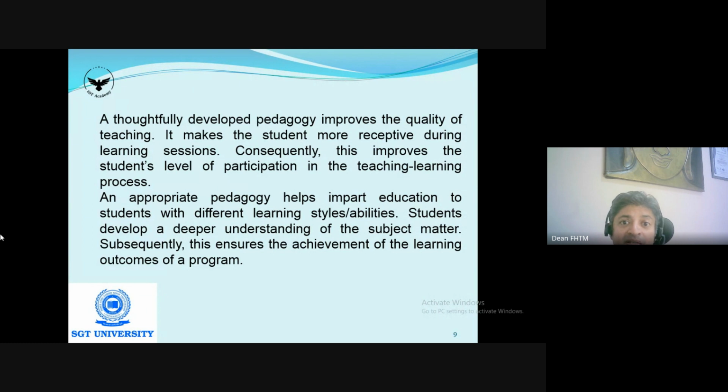Students develop a deeper understanding of the subject, and this ensures that as a teacher you are able to achieve the learning outcomes of a session, of a program, of a course. In today's world, we are looking at outcome based education. So if you had seen in the second slide of my presentation, I had listed the objectives of this session. Like this, you need to highlight the objectives of each and every class that you are taking. So at the end of the class, what is it that you expect the student to achieve? This is the outcome of the class.